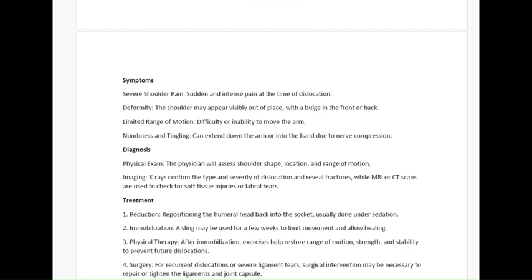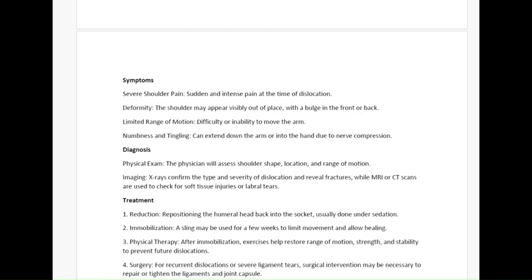In diagnosis, we can do a physical examination. In the physical examination, we can assess shoulder shape, location, and range of motion. Some imaging, like X-ray, to confirm the type and severity of dislocation and reveal fractures. MRI and CT scan to check for soft tissue injuries or labral tears.